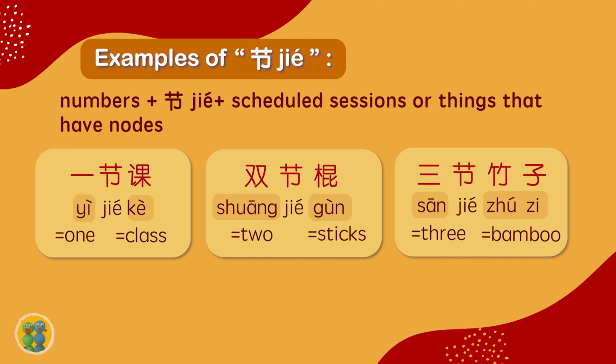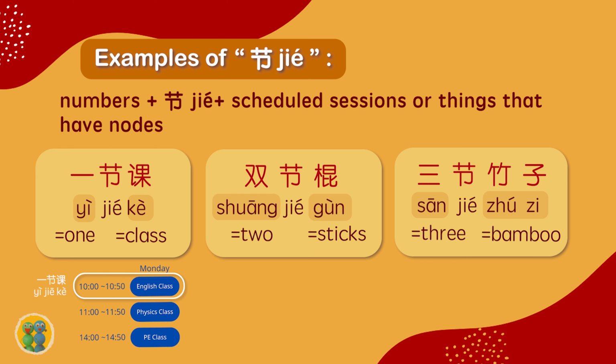Examples of 节: 一节课. 一 means one. 课 means class. 双节棍. 双 means two. 棍 means sticks. 三节竹子. 三 means three. 竹子 means bamboo. And by the way, there is a comparison of 门, 堂, 节 near the end of the video.